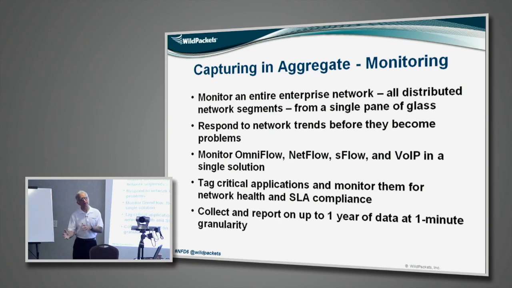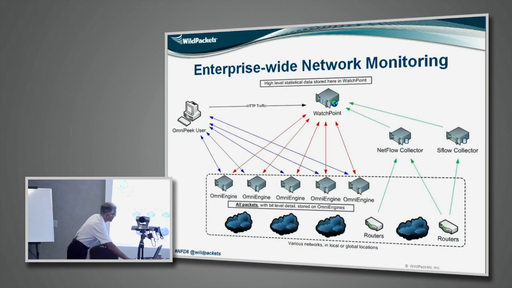I may want to roll in NetFlow and SFlow as well. Well, with WatchPoint, we're able to do that. We can bring all of that into a central point, like I say, minute by minute in a single place. So we can respond to trends more quickly. It's OmniFlow, NetFlow, and SFlow. WatchPoint also allows us to create application tags so that we can categorize traffic in certain unique ways for customers. Depending on the data rates, we can typically go up to about a year of 1 minute granularity.